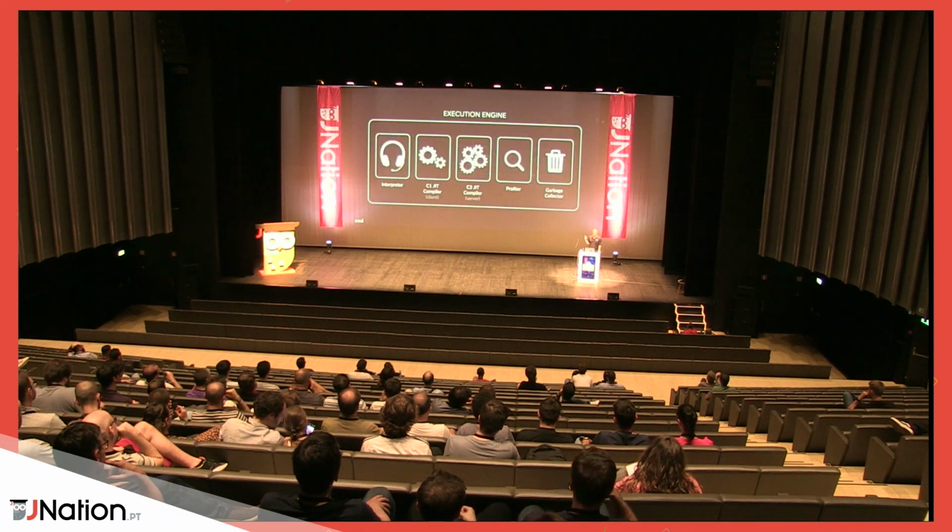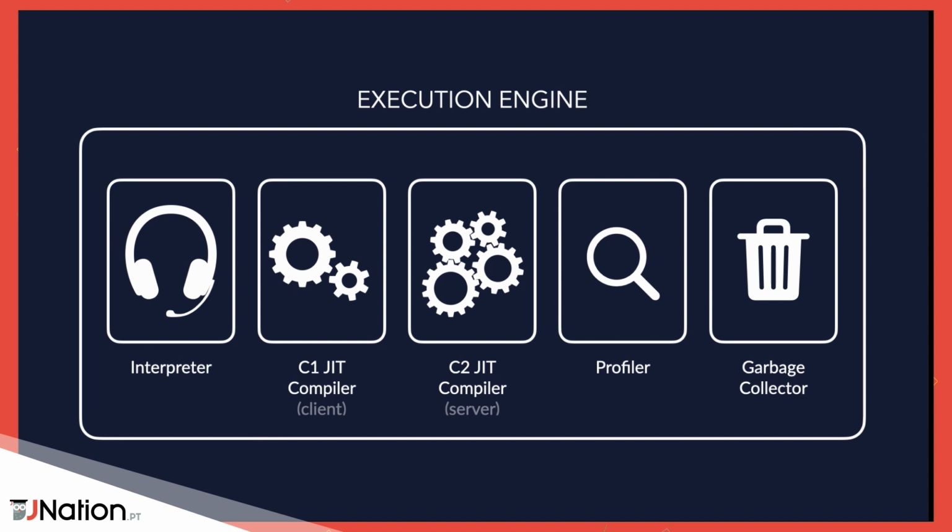And if we take a closer look at it, you see it has, first of all, the interpreter, and then it has a C1 JIT compiler, formerly known as the client compiler. If you have gray hair, you know the client compiler. And then there's the C2 compiler, which is the formerly known server compiler. And then we have a profiler and a garbage collector.